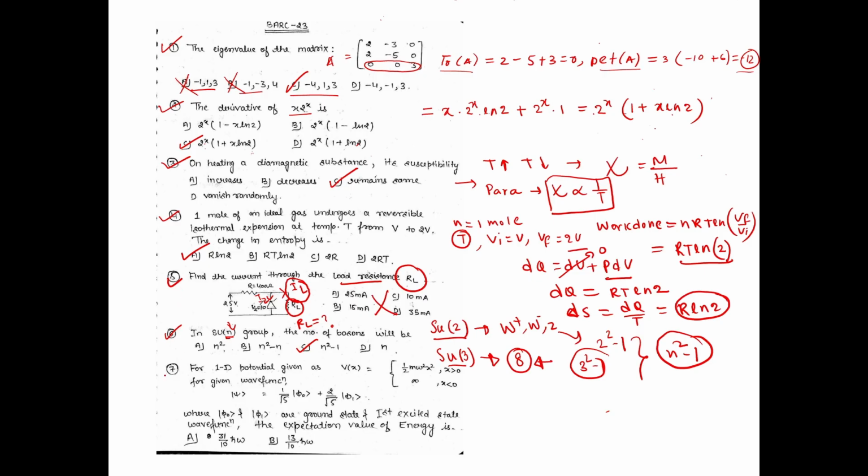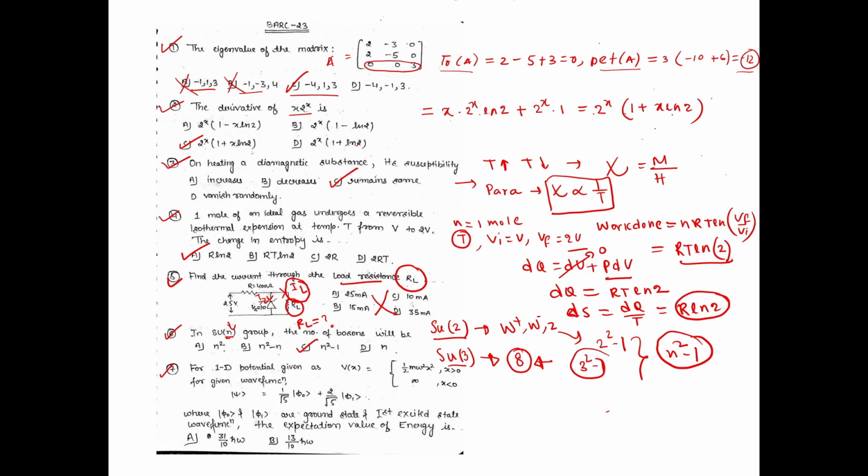Next, for a 1D potential given as V of x, it is half omega squared x squared for x positive and infinity for x negative. Now the wave function is given as 1 by root 5 phi 0 plus 2 by root 5 phi 1. So phi 0 and phi 1 are the ground state and the first excited state wave functions correspondingly.